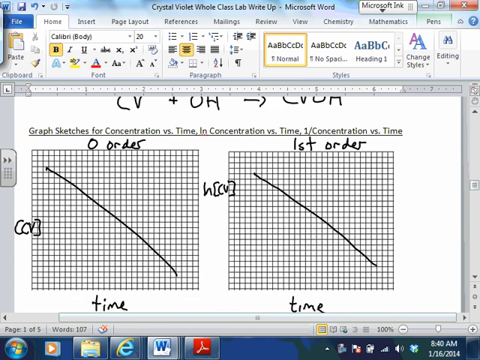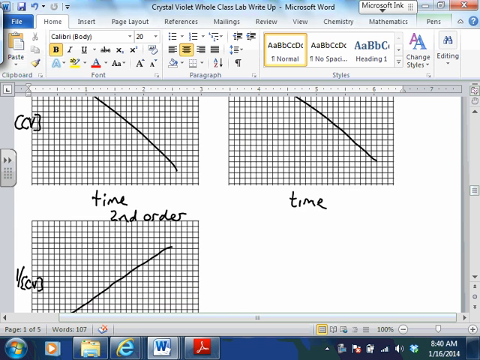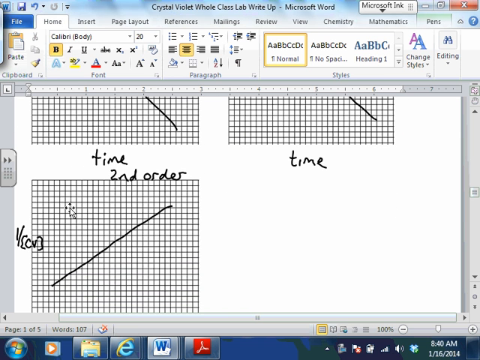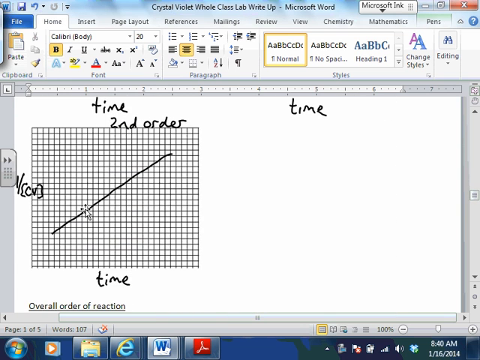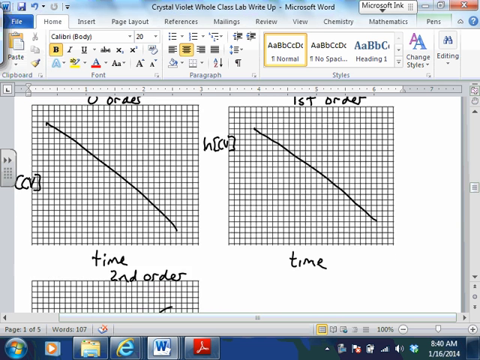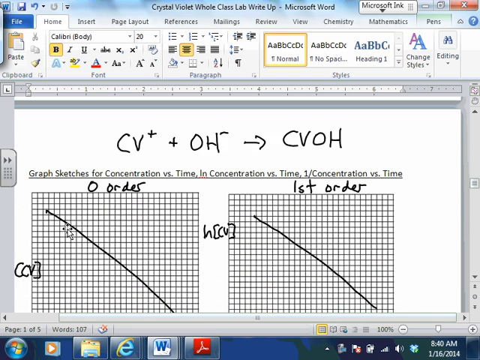So if you have a first order reaction, then it's either first order with respect to CV plus and zero order with respect to OH minus, or vice versa. If you've got a second order, it could be first order with respect to both reactants, or it could be second order with respect to one of the reactants and zero order with respect to the other. What you're finding out here by doing your graph, I take that back. You're finding the concentration of the crystal violet. I'm sorry. So you're figuring out the order with respect to the crystal violet here.